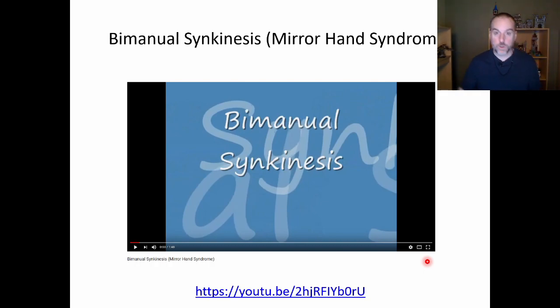Yeah. So this is a specific genetic condition. There's two different names for it. Sometimes it's referred to as bimanual synkinesis. Not sure if I'm pronouncing that right. Or more simply, the terminology I like to use is mirror hand syndrome.